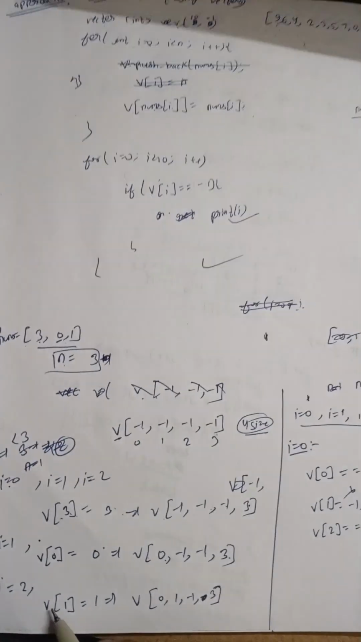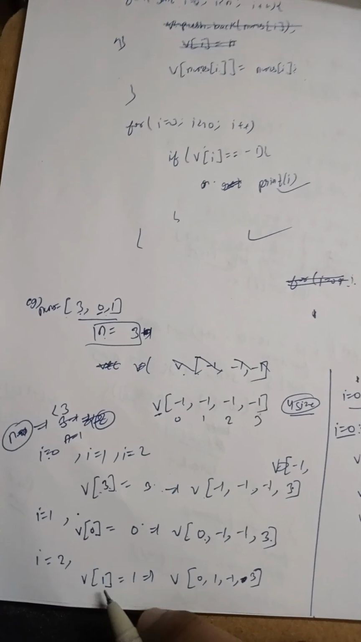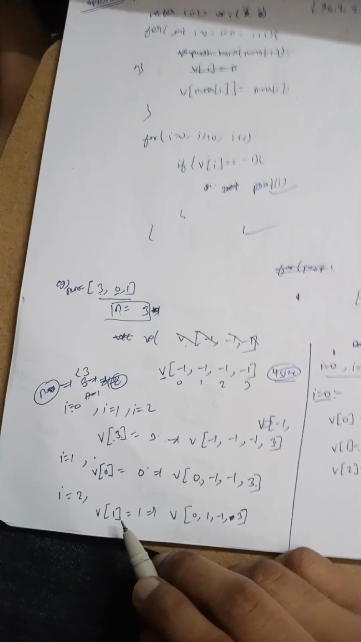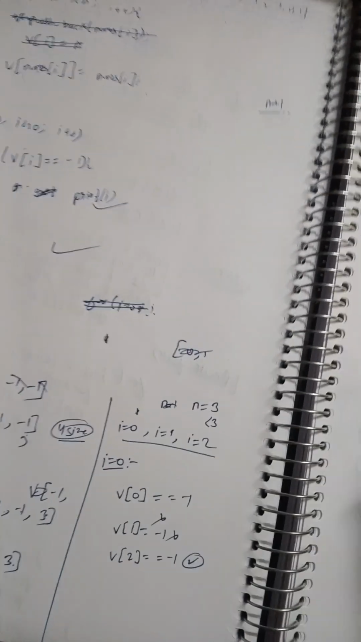For i equal to 2, nums of i is 1, so v of 1 is equal to 1. So v becomes 0, 1, minus 1, 3. Like this we will do.